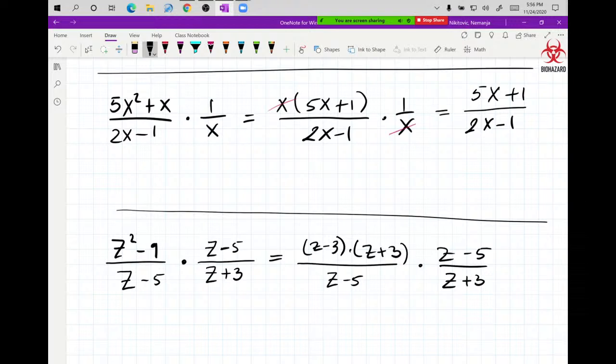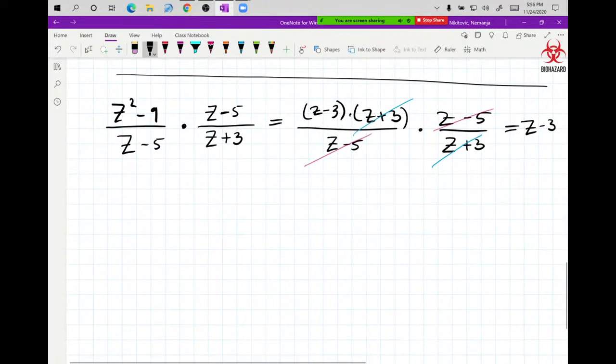Z minus 5 cancels out. Excellent. So the answer is Z plus 3. Anything else canceling? Oh, the other side. Z plus 3 cancels out. So our answer is just Z minus 3. That's it. Guys, that's it. Factor, cancel, done. Factor, cancel, done.